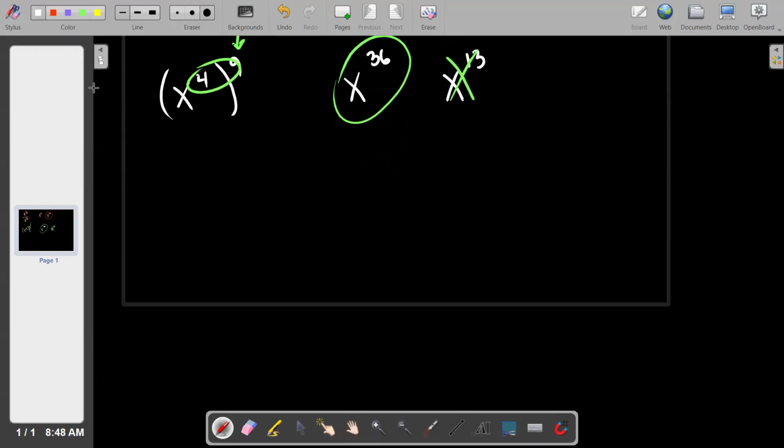How about this one? How about m squared n to the eighth all to the third?